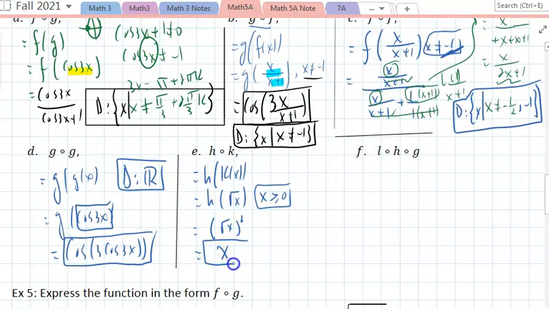Students see an x and think, oh, domain is all real numbers. If you use the radical, its domain must stick with it. So domain would be negative, no, would be 0 to infinity.